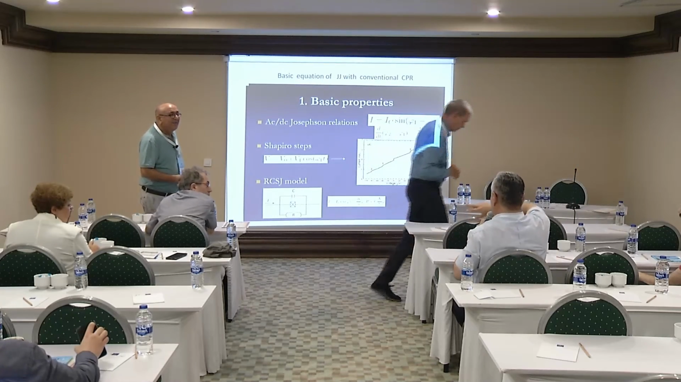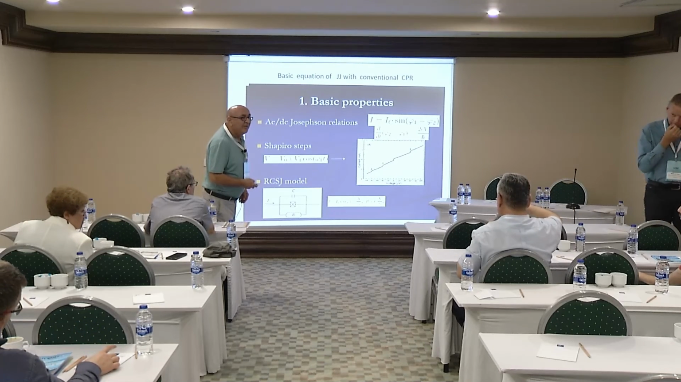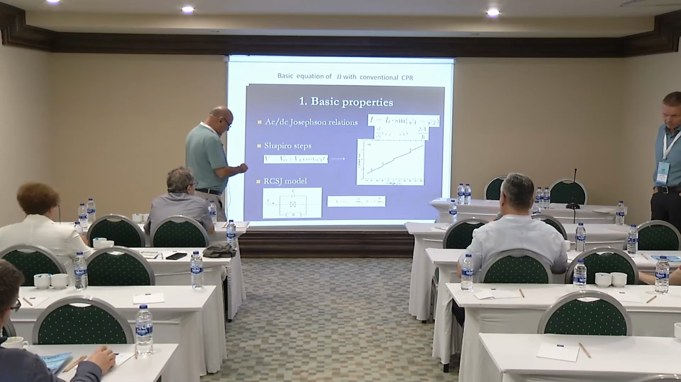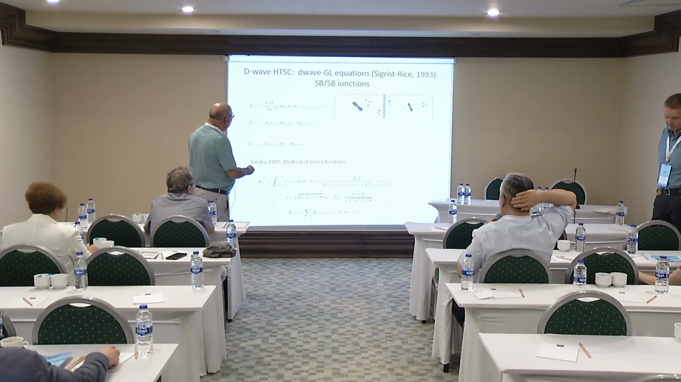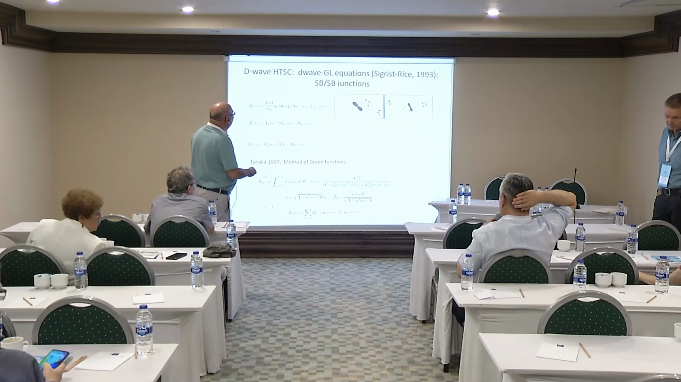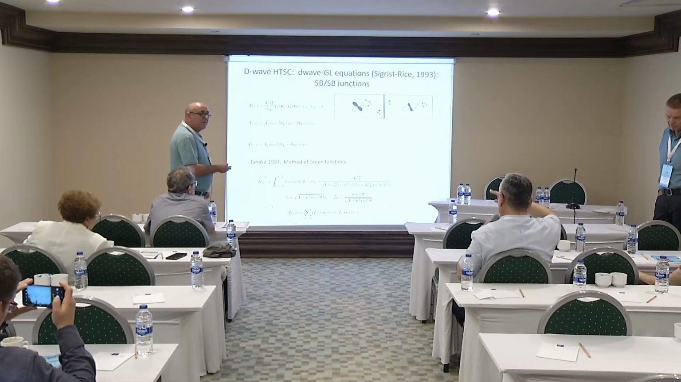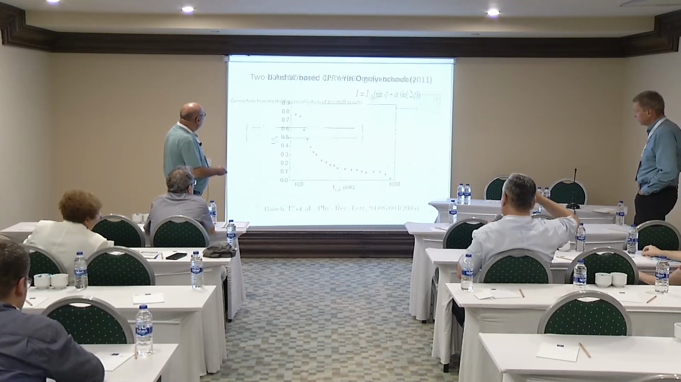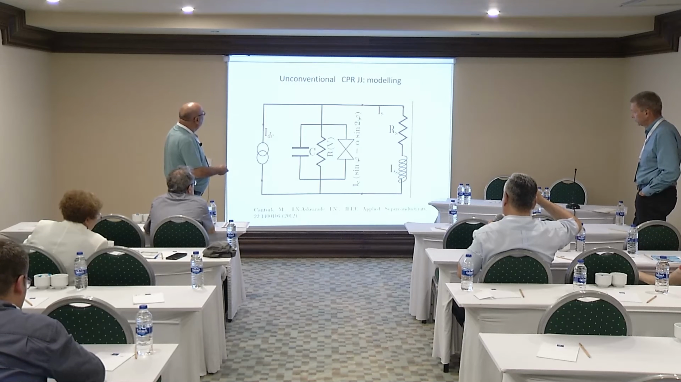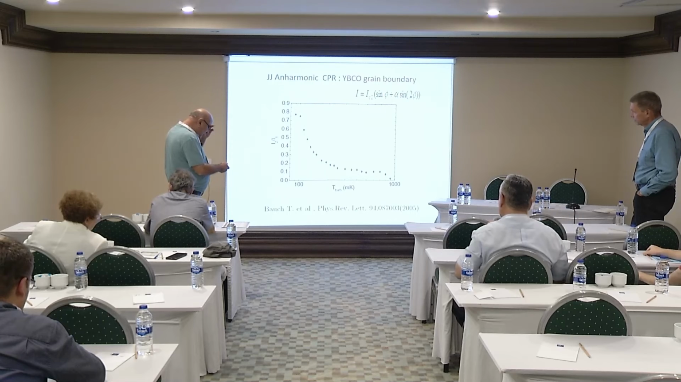You have shown some expression for current where doubling of the phase difference occurs, or frequency doubling. So where does it come from? What is the reason? Phase doubling, sine phi plus sine 2 phi. Yes, this one. What is the reason for such a term?